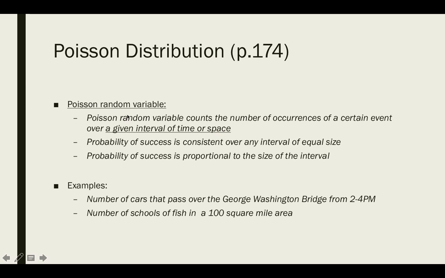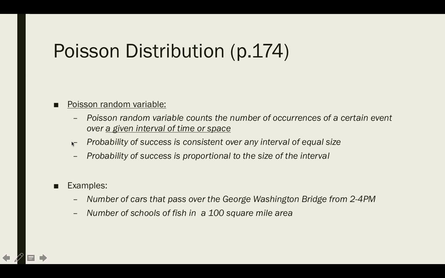is this given interval over space or time concept. So a Poisson random variable counts the number of occurrences, which again we'll call successes, of a certain event over a given interval of time or space. So if I want to look at predicting the number of cars that'll pass over the George Washington Bridge over a certain time, or the number of schools of fish in a 100 square mile area, you would use a Poisson distribution. So in business, especially in things like retail, the Poisson distribution comes up a lot, and our example will feature an example of this.